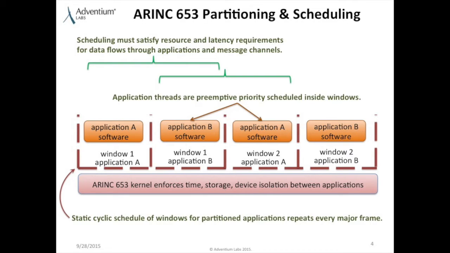An RTOS that complies with the ARINC 653 standard uses a two-layered scheduling approach. Each software application is allocated to a partition. Each partition has its own protected memory. Processor time is allocated to partitions using a static, cyclic schedule of time windows, where a partition may have multiple windows during a major frame cycle. This enforces both space and time isolation between software applications.